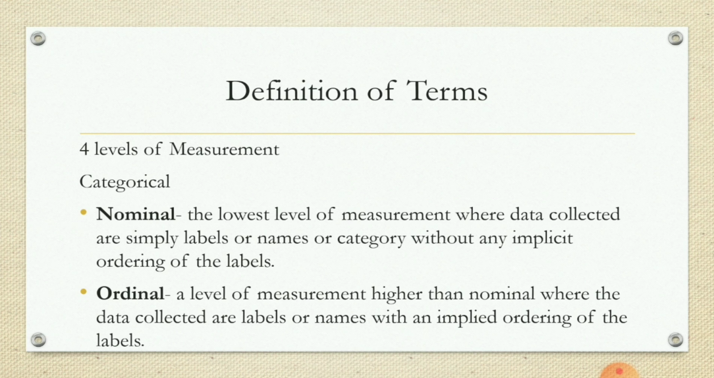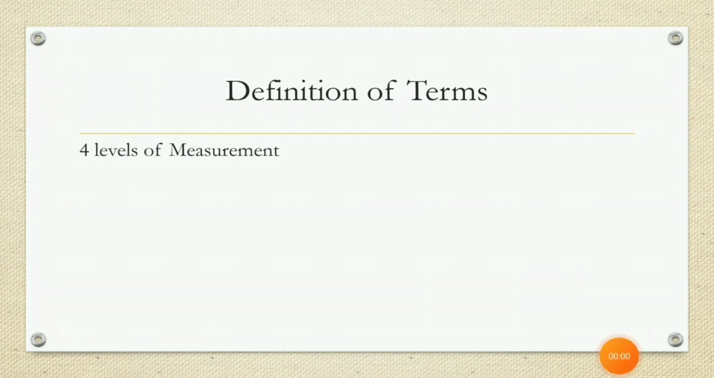So alam naman natin na si champion mas mataas kesa kay first runner-up. Si first runner-up ay mas mataas kesa kay second runner-up. At si third runner-up ang pinakamababa. So those are the two levels of measurement that falls under categorical level. Next is the numerical level. So from the word numerical, it involves numbers.